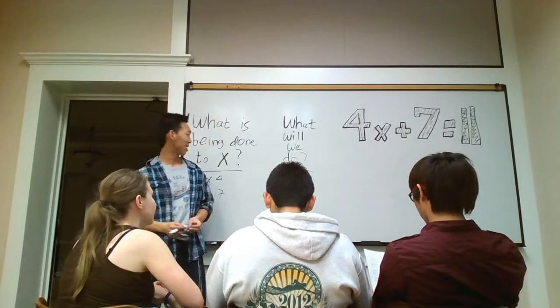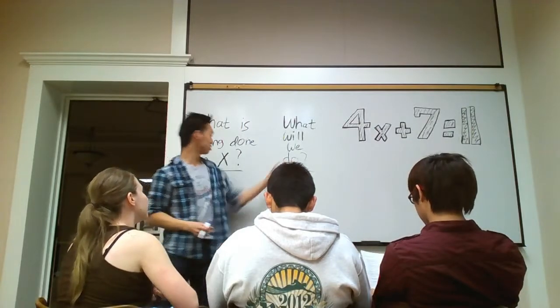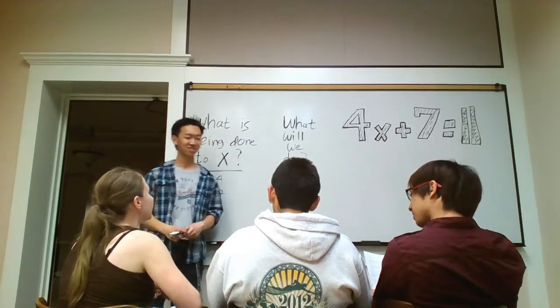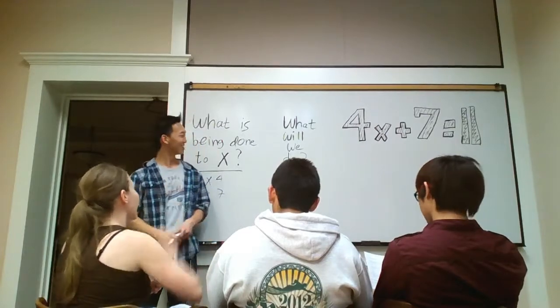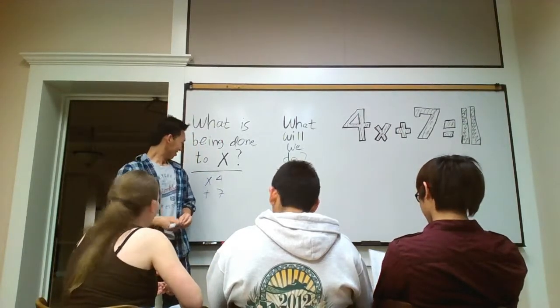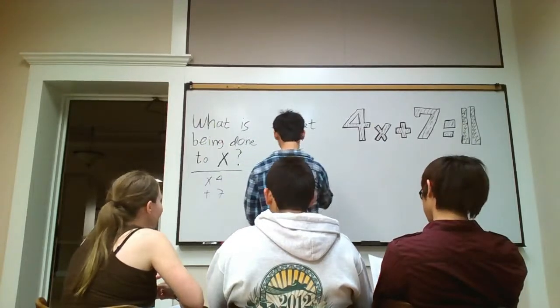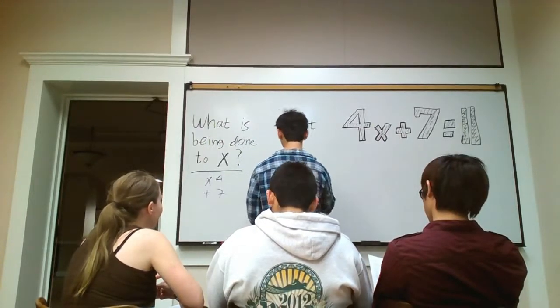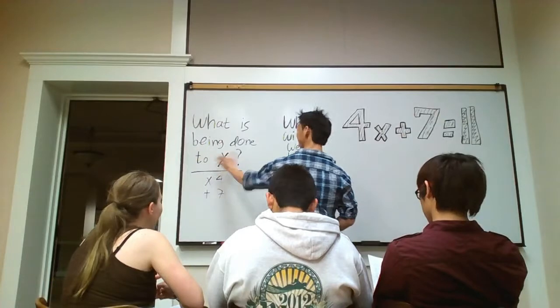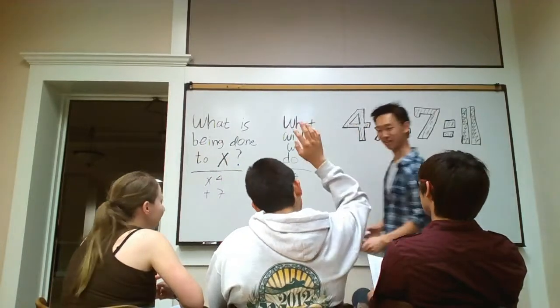What are some of the operations you're going to want to perform to undo these modifications? Yes, Kelly. Divide by 4 and subtract 7. Wonderful, that's exactly right. We're going to divide by 4 and subtract 7 because those are the opposites of these respective operations. Right?